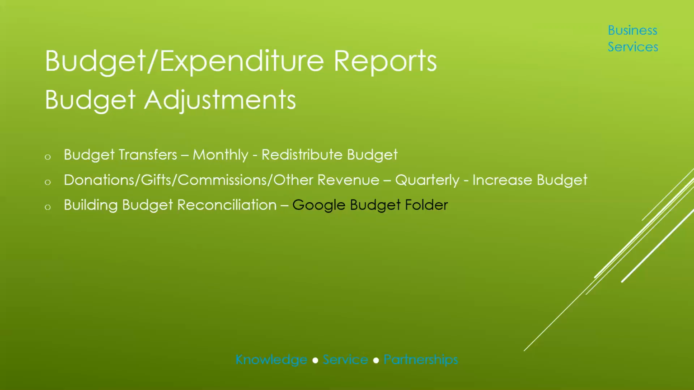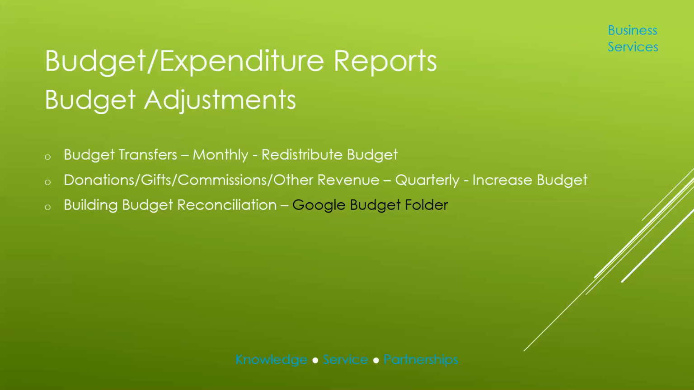If you submit a gifts and donation request form, I'm going to process that as soon as possible. However, if I don't get anything from you, I will look at your revenues quarterly and default the increase to your 5619 holding account. Because when you receive donations, gifts, commissions, or other revenue, this actually increases your budget.